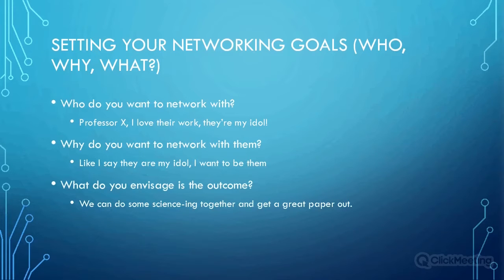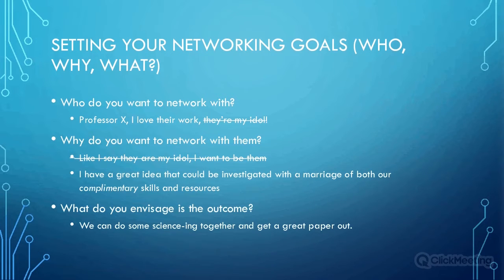Now, these are all very honourable reasons for networking with people, and enthusiasm is good, but it's probably best not to act like a fan when you want to develop a working relationship, a professional relationship. So I would adjust these slightly. I would just say, I want to work with Professor X. I love their work. They're in my field. Why do you want to network with them? This is where the biggest change comes in. I have a great idea that could be investigated with the marriage of both of our complementary skills and resources. And the outcome remains the same. There's absolutely nothing wrong with wanting to do some sciencing together collaboratively and get a great paper out. It's why we all exist in the science world.